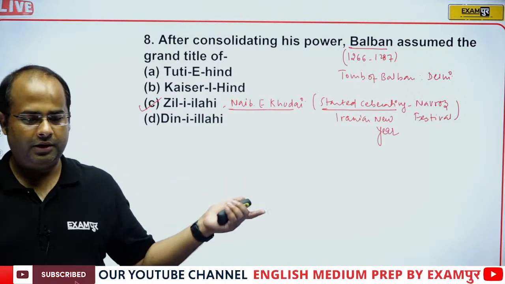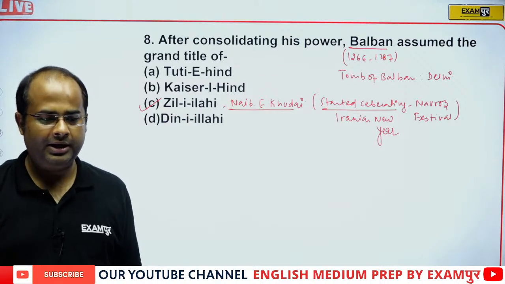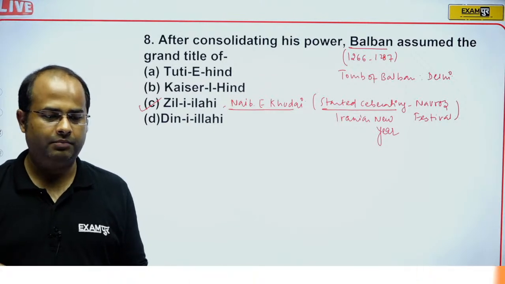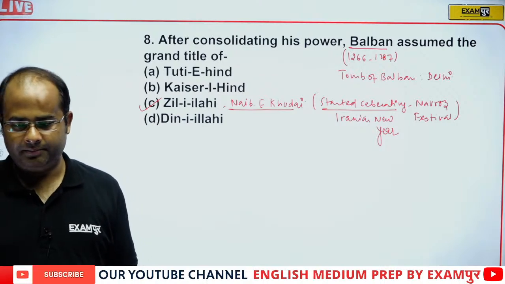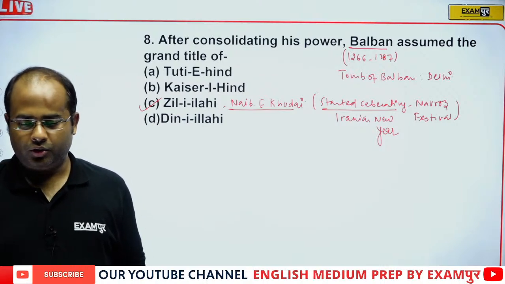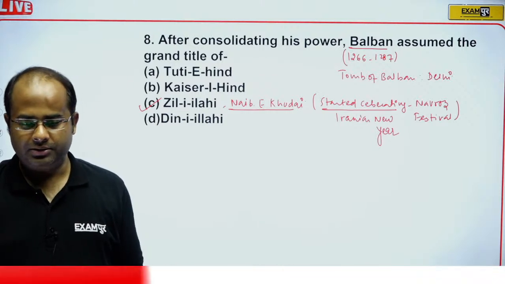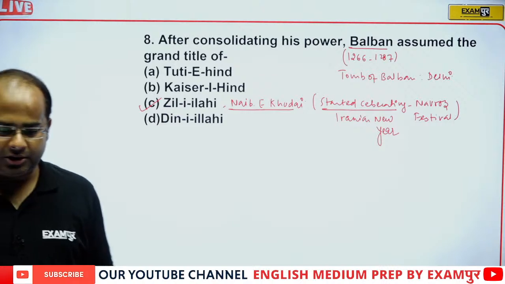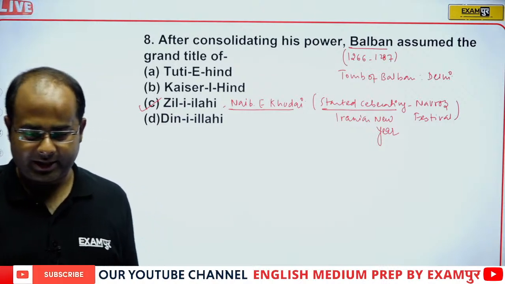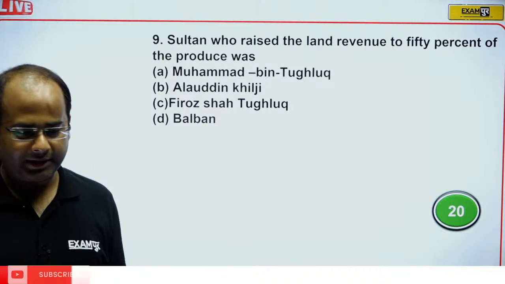Therefore, the correct answer will be option C, that is Zille-Ilahi, which means the shadow of God, and Balban ruled from 1266 to 1287 AD. So the correct answer will be, guys, option C. And this was an easy question, therefore everyone has given the correct answer. Now let's move to the next question.